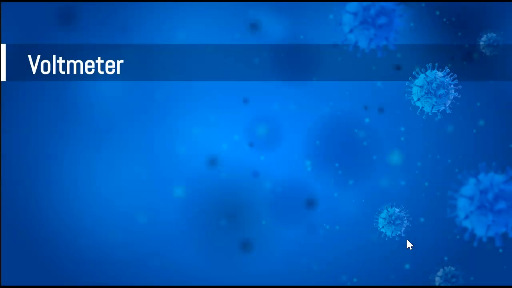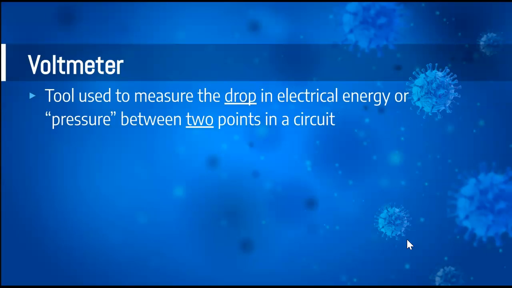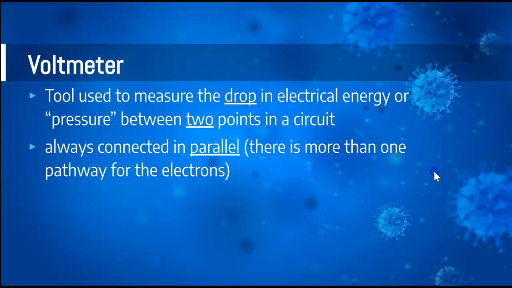Now, voltage is going to be measured with a tool that is called a voltmeter. Now, that is going to measure the drop in electrical energy or the pressure between 2 points in a circuit. So an ammeter had to be put into the circuit, and it just measures exactly what is happening at that exact point. A voltmeter will actually measure the difference between two different spots in a circuit. Now, the voltmeter has to be connected in parallel, and that is because it isn't going to be taking electrons out of the circuit. It is simply going to be measuring on two different points in the circuit.